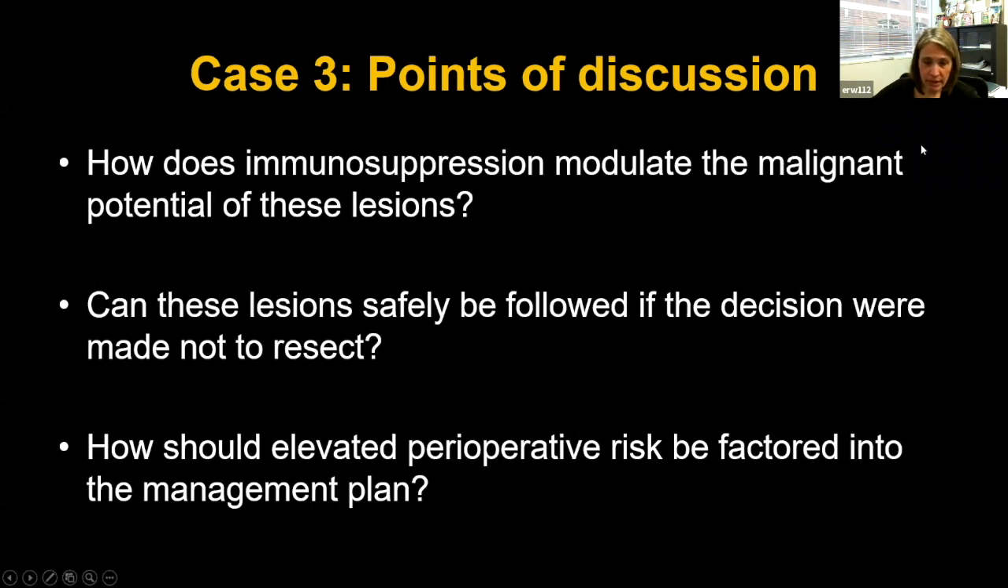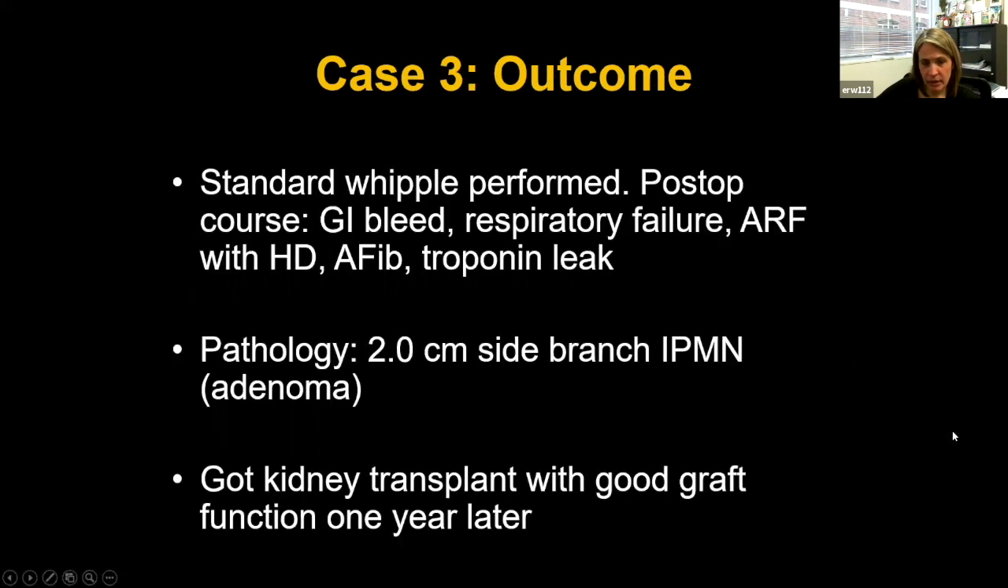There are some data accumulating about this, but I think largely this is something that remains to be well worked out, and is not incorporated in any guidelines at present. Can the lesions be followed safely if we made the decision not to resect? Meaning, how good is our surveillance for detecting pre-malignancy or invasive or in situ malignancy? And then, how should we factor in elevated perioperative risk? This patient, I can't remember if he was just placed on dialysis or was trying to avoid it, but it's a significant factor in thinking about his recovery.